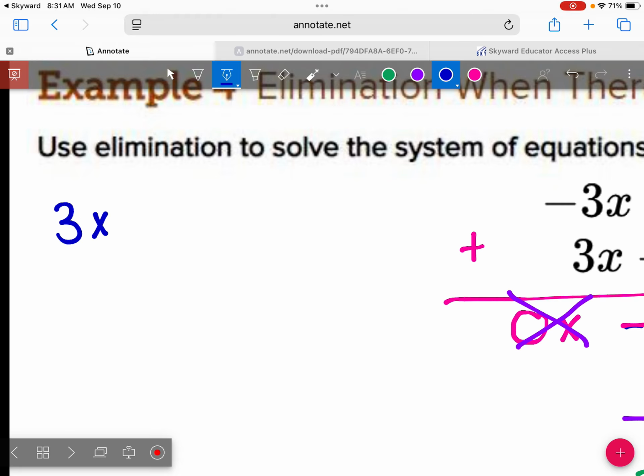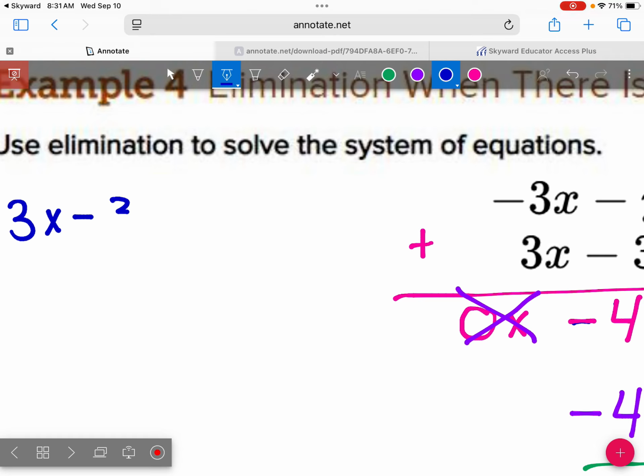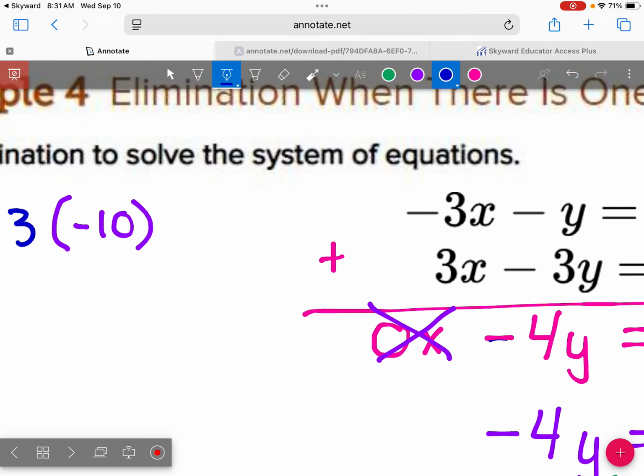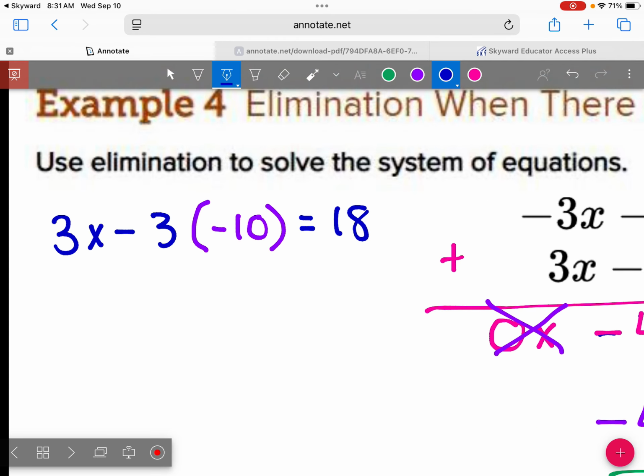So we're going to do 3x minus our 3 times that y. But now we know our y is negative 10, so I'm going to substitute that in. Equals our 18. And we're going to solve this to figure out what our x is. Well, I can do some simplifying here. I can multiply out my minus 3 and my minus 10. We can get our 3x. Negative 3 times negative 10 gives us plus 30 equals 18.